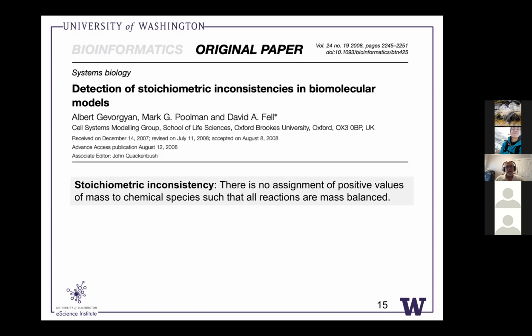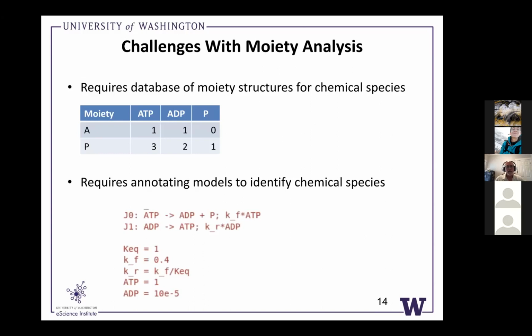The downside of it is that if I just looked at J1, if I don't have J0, I have no idea if that's right or wrong, if that's mass balanced, because what I'm looking for are inconsistencies. I need J0 and J1 to detect the error. Whereas with an atomic mass analysis or a moiety analysis, I could tell just by looking at J1 that there's an error.